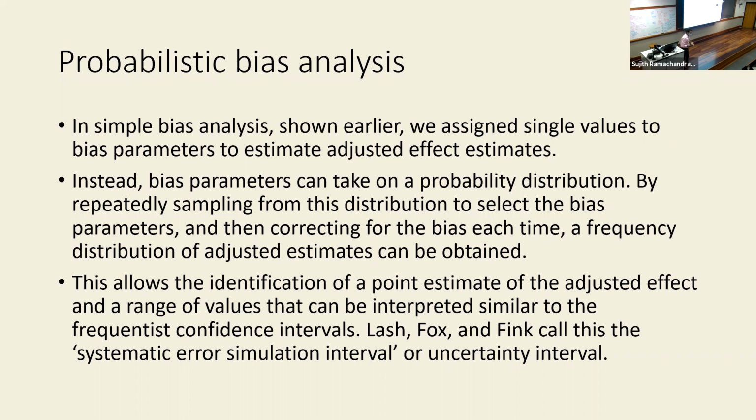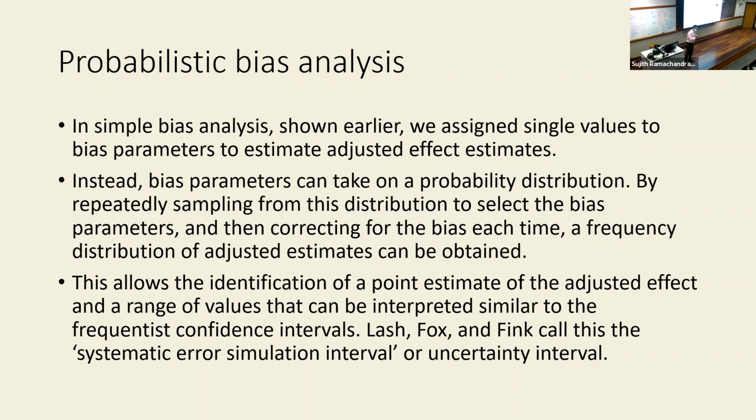You can use Monte Carlo estimation to repeatedly do 5,000 or 10,000 random draws of parameter estimates from this probability distribution I assigned, and then use them every single time to correct your estimate of association and present a whole range of adjusted association estimates. Right? So you don't just have one number. After adjustment, you've got a whole frequency distribution of numbers. That is usually much more powerful than doing simple bias analysis.